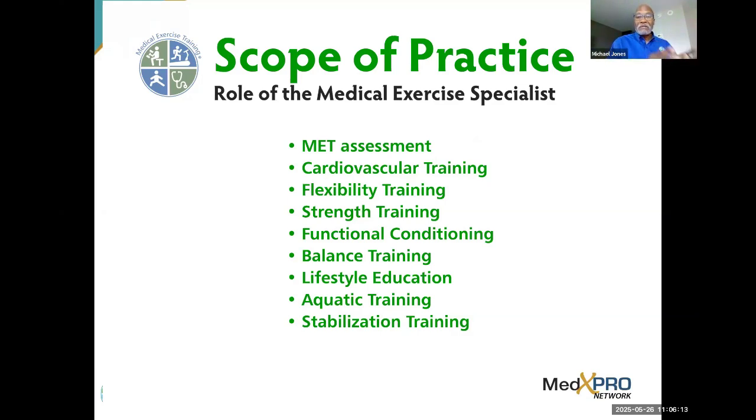Please remember, the doctor, the therapist, the chiropractor, the dietitian have told them all of these things when they go in for their office visit or when they leave the hospital. They are discharged from therapy. The client just simply forgets. Please reinforce those with your lifestyle education programs, aquatic training, and stabilization training.